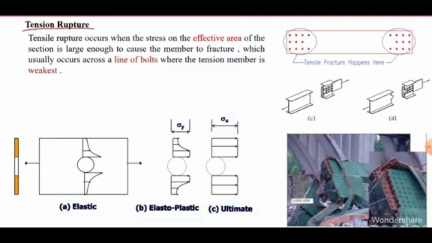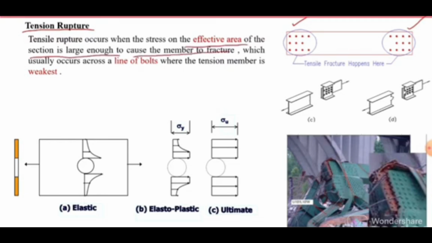Tension rupture is critical in case of these connections at the net area. So the tension rupture occurs when the stress on the effective net area of the section is large enough to cause the member to fracture.